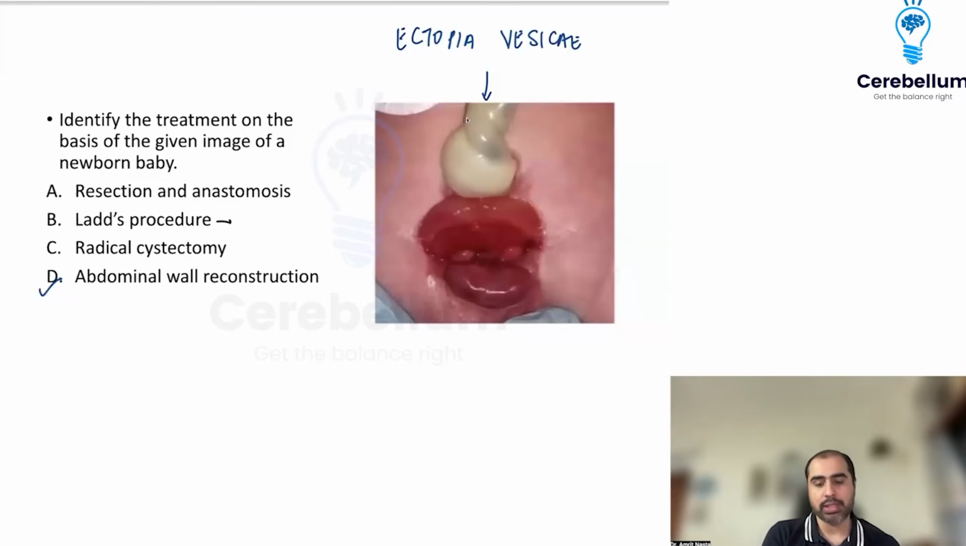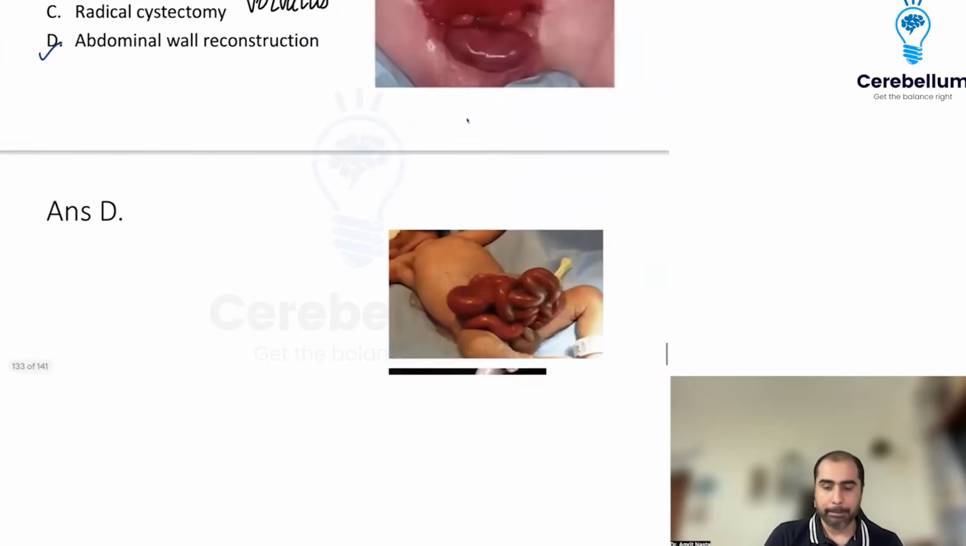The LADD procedure is done for a condition called midgut volvulus. You know what is midgut malrotation? When the midgut does not twist normally, it does not reach the correct position. That is malrotation. That malrotated gut twists around itself. That is called midgut volvulus. In that, you do the LADD procedure.